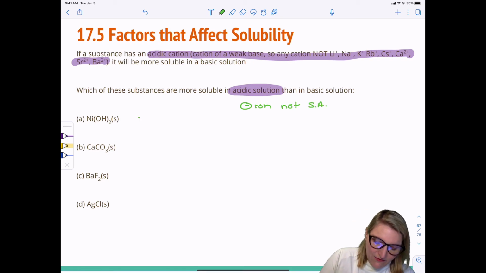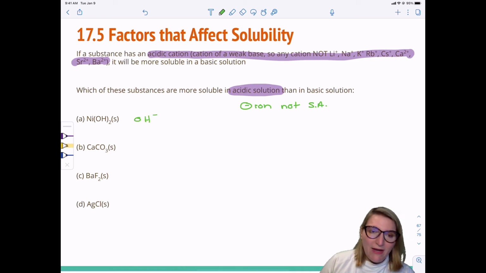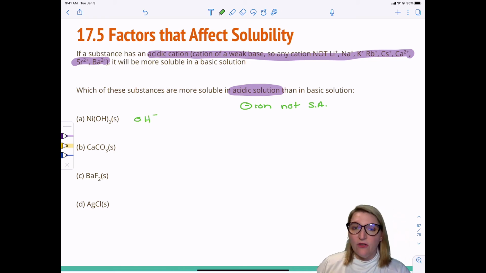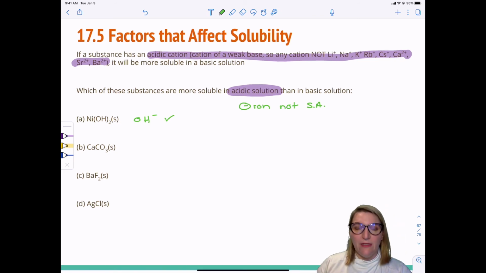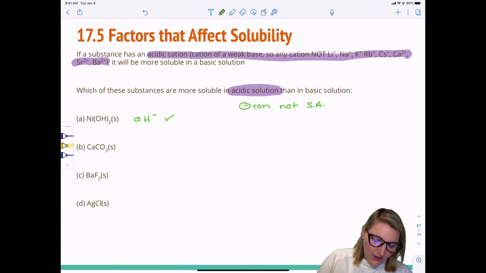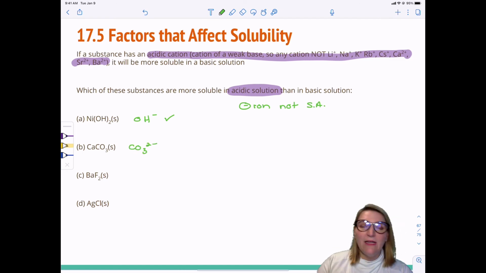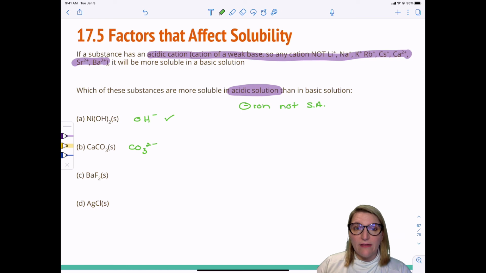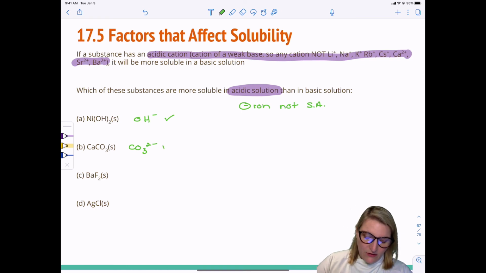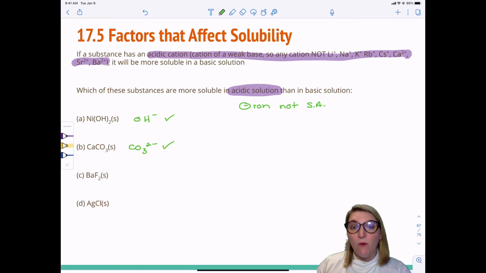So what is the negative ion on here? OH-. So then is HOH a strong acid? No. So this guy will be more soluble in an acidic solution. What about CO3 2-? Is H2CO3 a strong acid? No, it's a weak acid. So H2CO3 will form. It will be more soluble in an acidic solution.